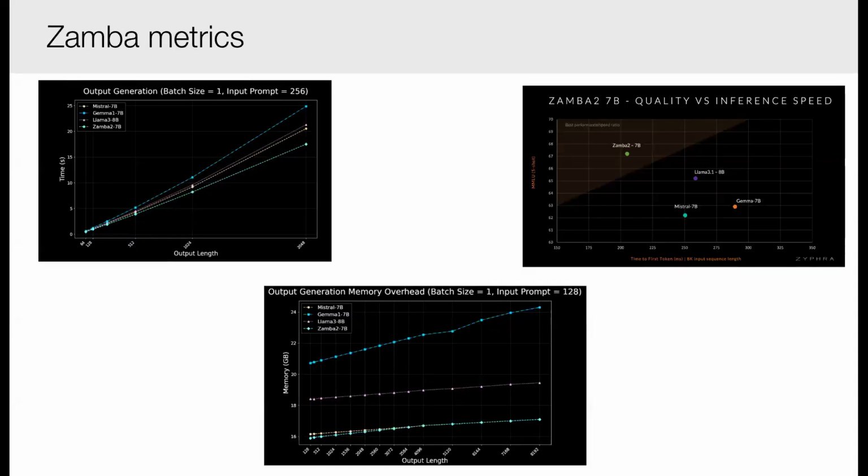Some basic metrics on Zamba are that you have solid inference speed, solid output generation speed, and quite a bit lower memory usage in general compared to transformers. This isn't shown here, but it also had a perplexity score that was quite a bit lower. As you can see, it's benchmarking against Llama 3 of 8 billion parameters and Mistral and Gemma.